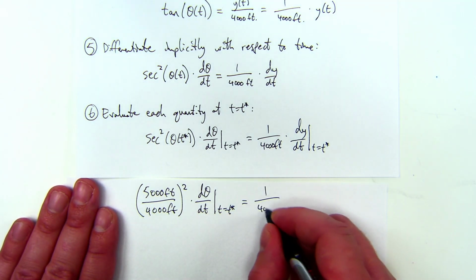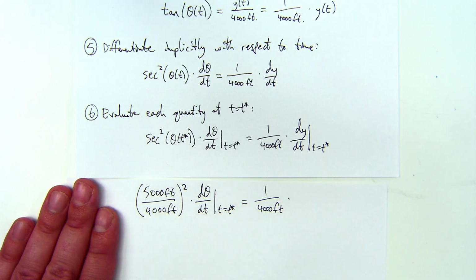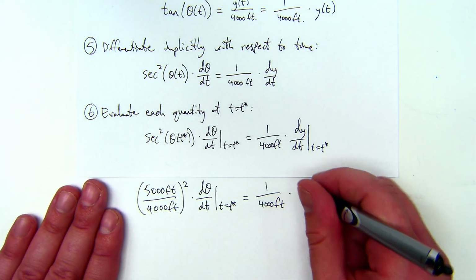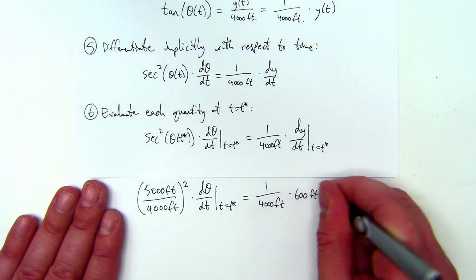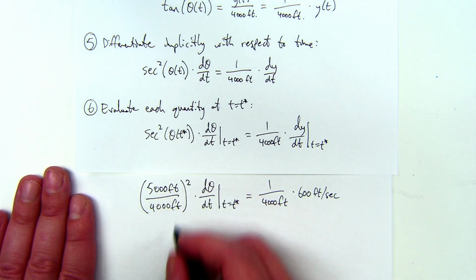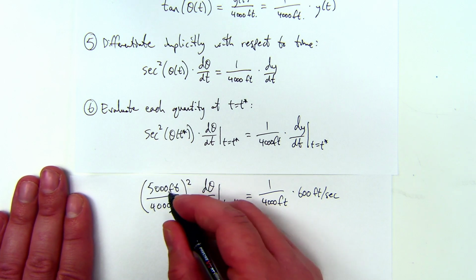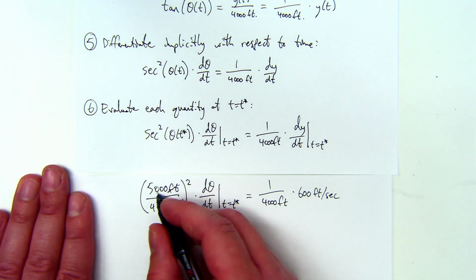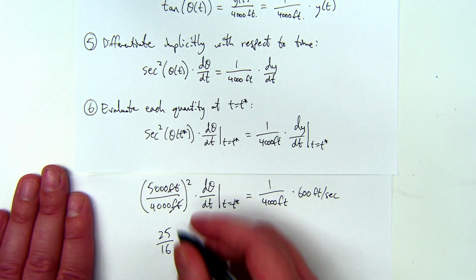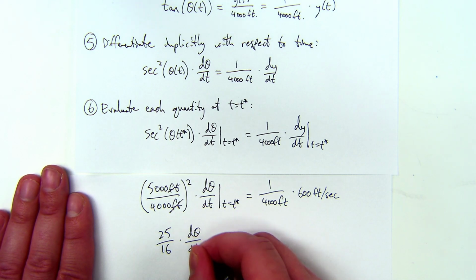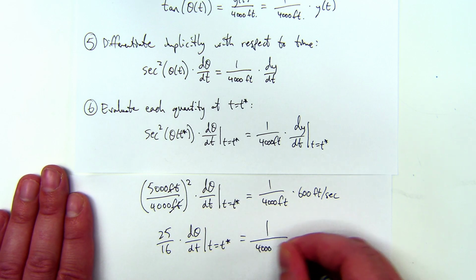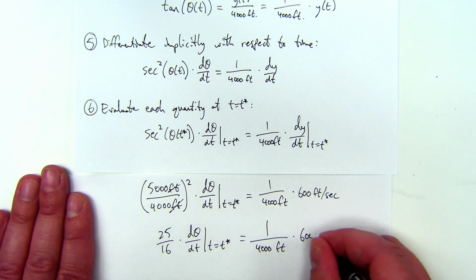We have 1 over 4,000 feet multiplied by dy dt at the special time. We don't know dy dt generally, but we do know that at this one special time, this is 600 feet per second. And so, let's see, we can do some unit cancellation here. Feet divided by feet is 1, and so this is 5 divided by 4 squared. So this is 25 over 16 multiplied by d theta dt at the special time. It's 1 over 4,000 feet times 600 feet per second.